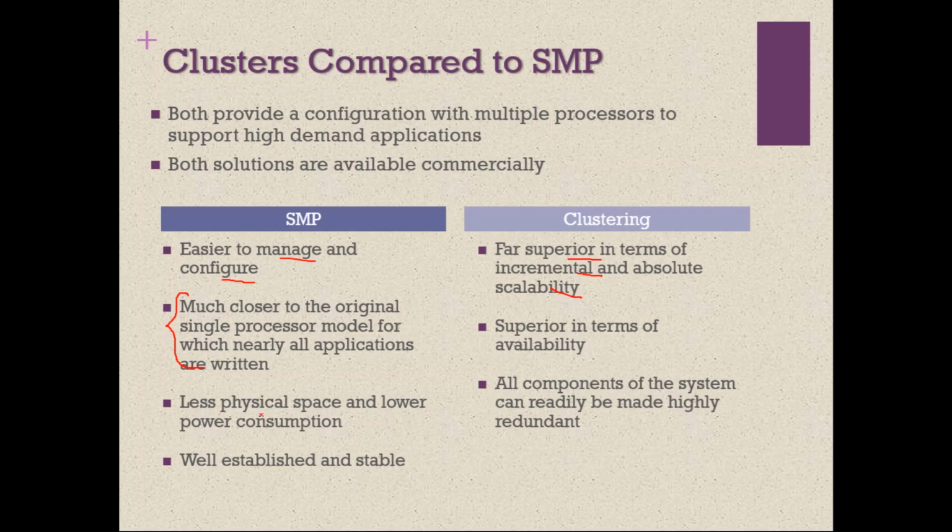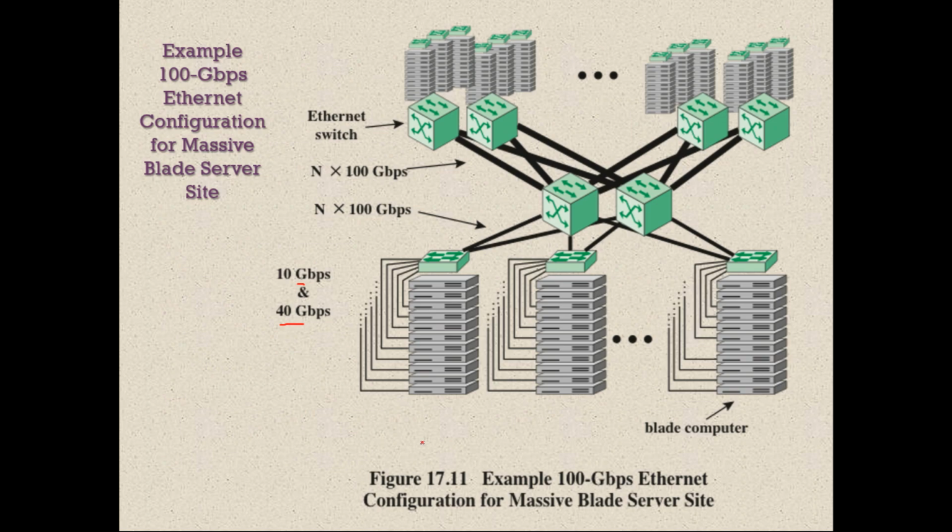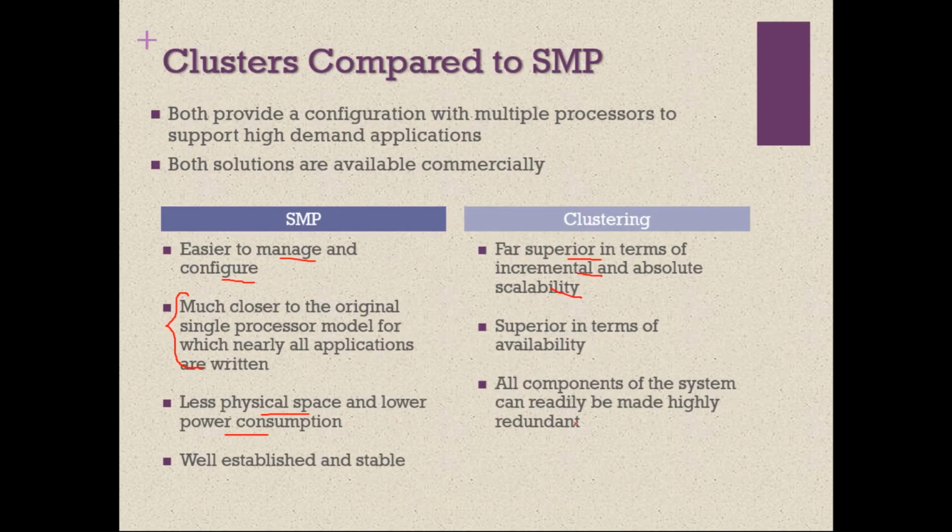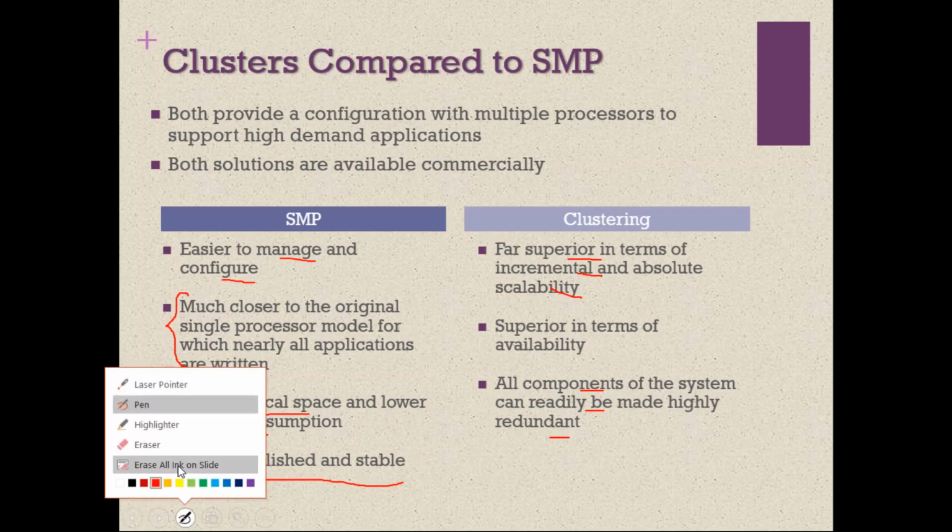SMP requires less space and lower power consumption when compared to clustering. Clusters need more space, and they also consume a lot of power. For example, these blade servers consume a lot of power. But in clustering, all components of the system can readily be made highly redundant. You can have multiple copies of everything. Another advantage of SMP is that it is well established and stable. Clustering is a relatively new concept compared with SMP, so it may take time for clustering to become established and stable.